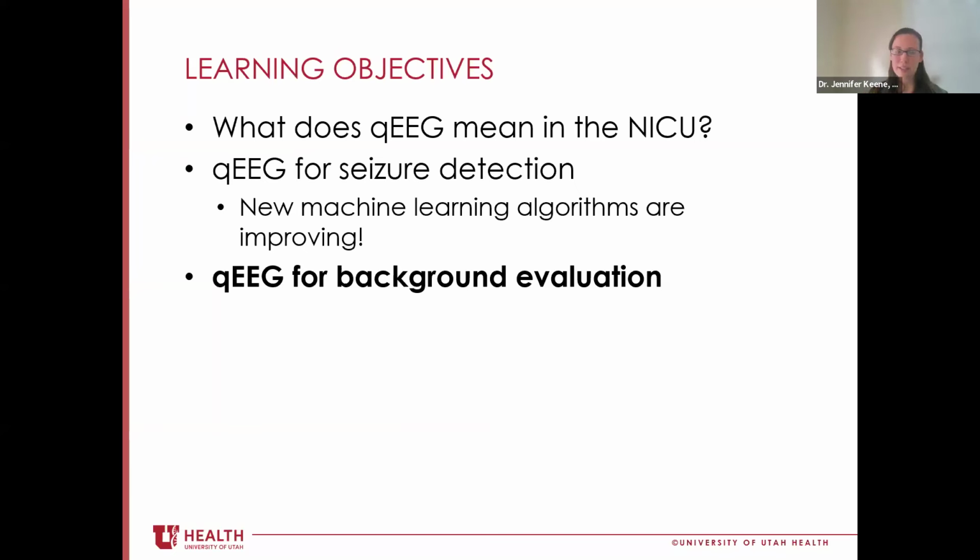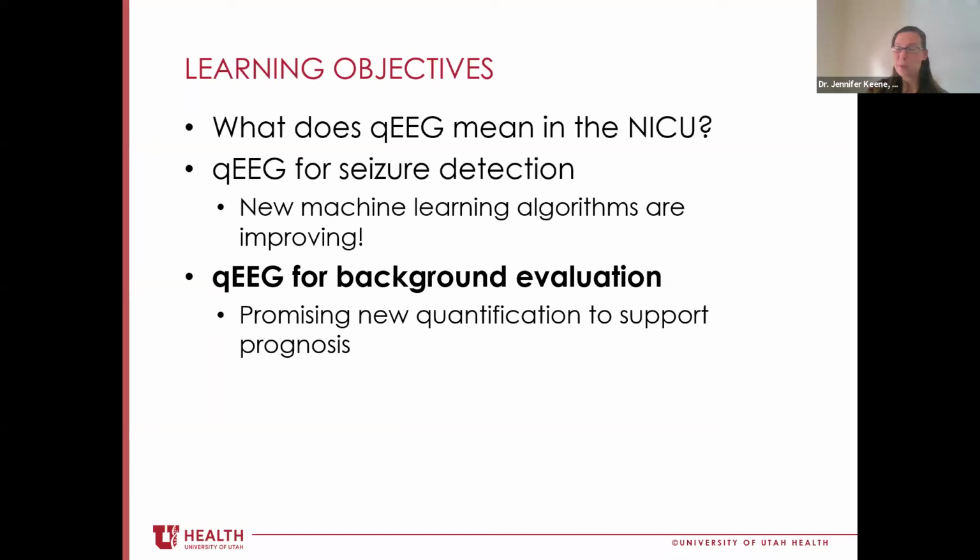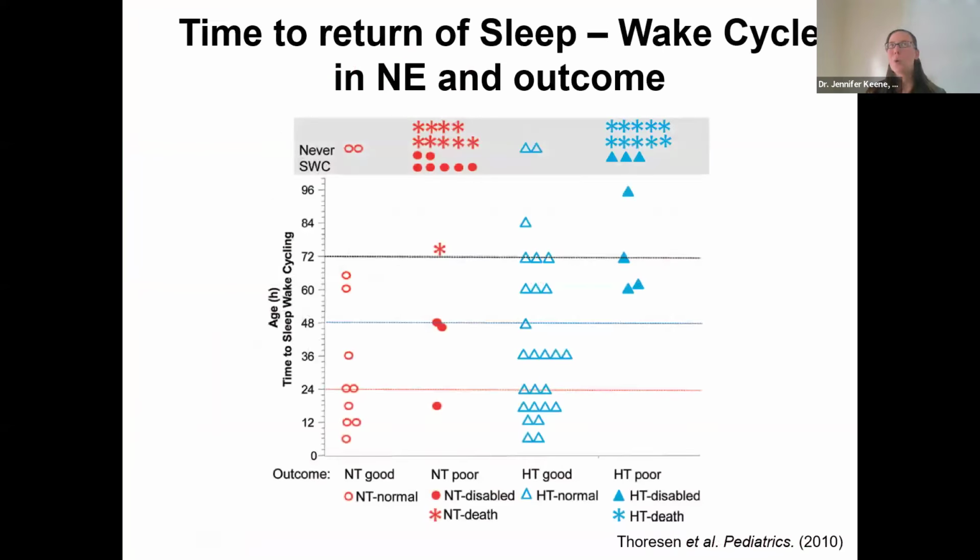So lastly, we're going to touch a little bit on QEEG for background evaluation and some of the promising new data in this realm too. So we know that even though what we use neonatal EEG the most for is to identify seizures, the background is also really helpful for prognosis, but we don't use it for clinical prognosis all that often. We've known that for a long time.